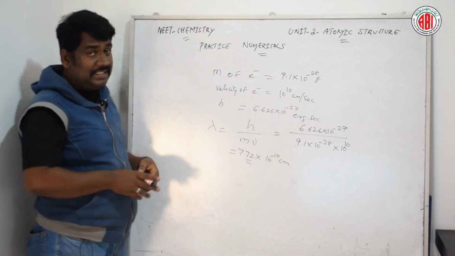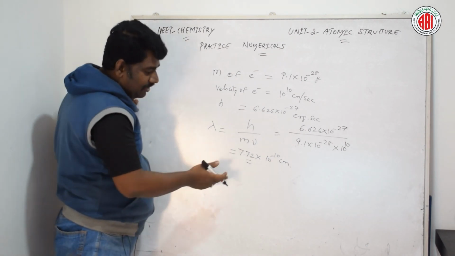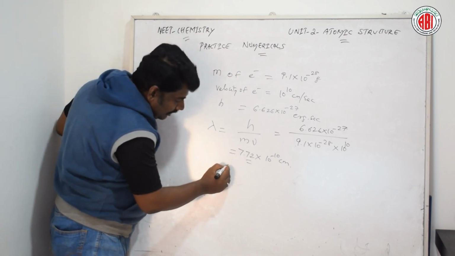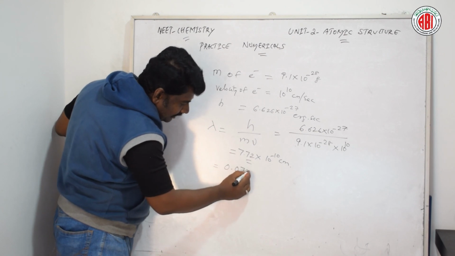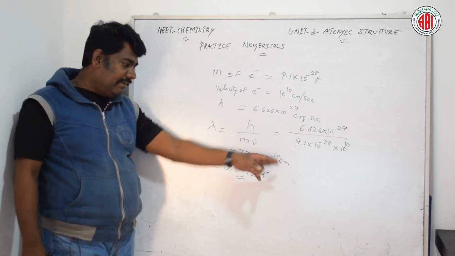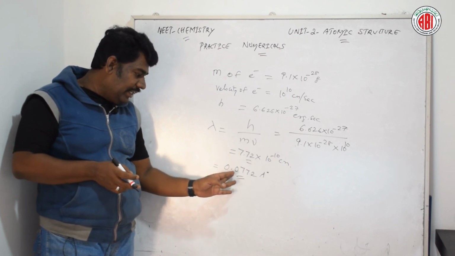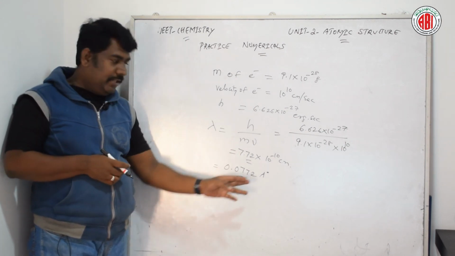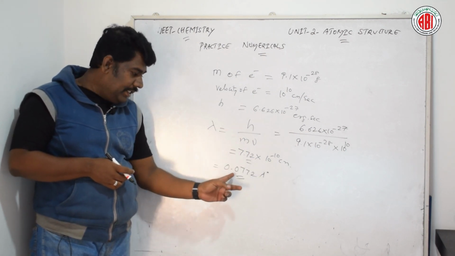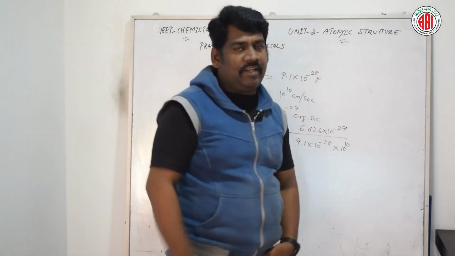Now we convert this into Angstrom value. Converting into Angstrom, moving a few digits, we get 0.0772 Angstrom. The 10 to the power of minus 10 centimeter is converted to Angstrom, moving 3 digits before. So by this way we can solve this problem.